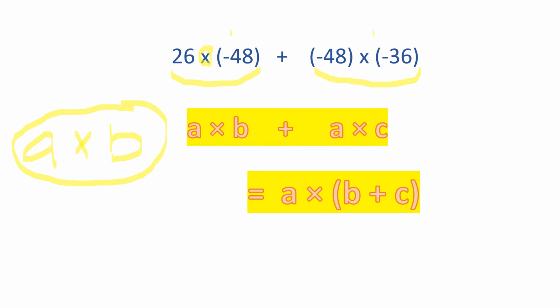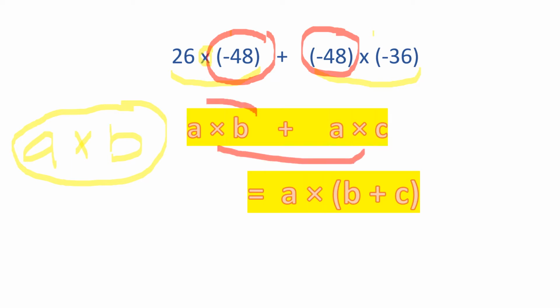Now in these two parts, can you see the numbers? 26 and minus 48. Minus 48 and minus 36. In both the parts, can you see that there is a common number? What is the common number? The common number is minus 48. So here, which property do I use? Look at this property once.